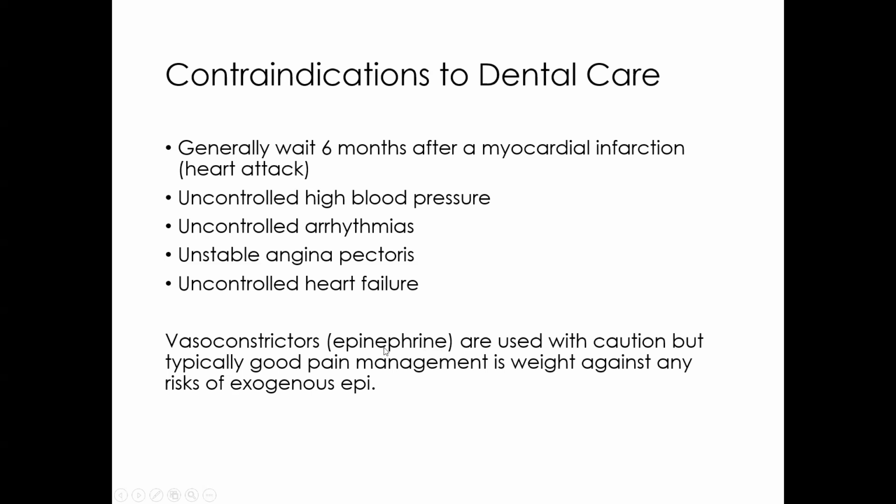Those are used with caution, but typically they're good for pain management. And that benefit is weighed against the risk of the use of endogenous epinephrine. So what this means, to say it a different way, is if somebody has a heart issue or heart disease and you use epinephrine in a local anesthetic and you control pain, they're not going to create epinephrine in their own body, because we create epinephrine, right? That's a neurotransmitter that exists in our systems.